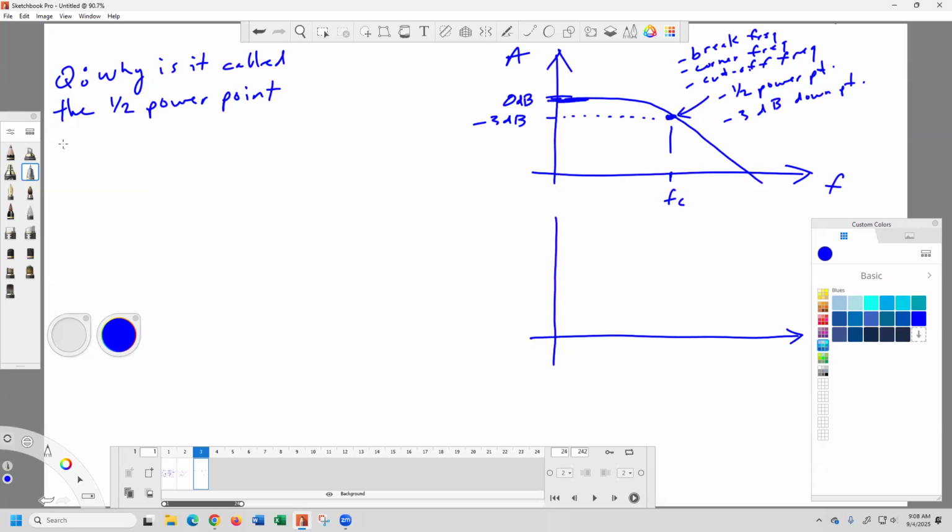And I can unequivocally state that V out does not equal half of V in. So why not? I think what I told you is that it's 0.707. So let's draw the circuit right here.